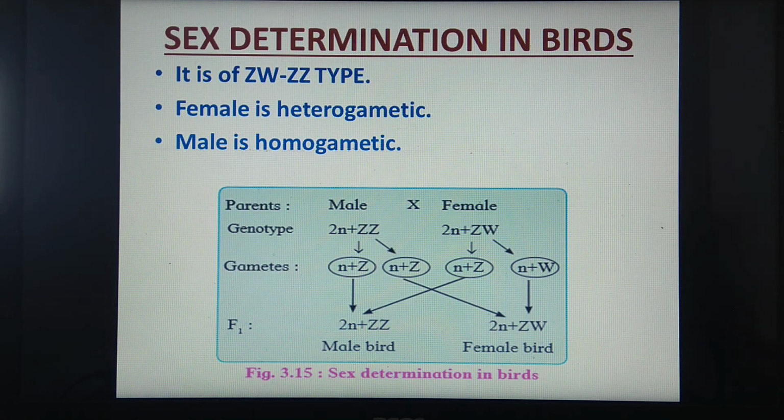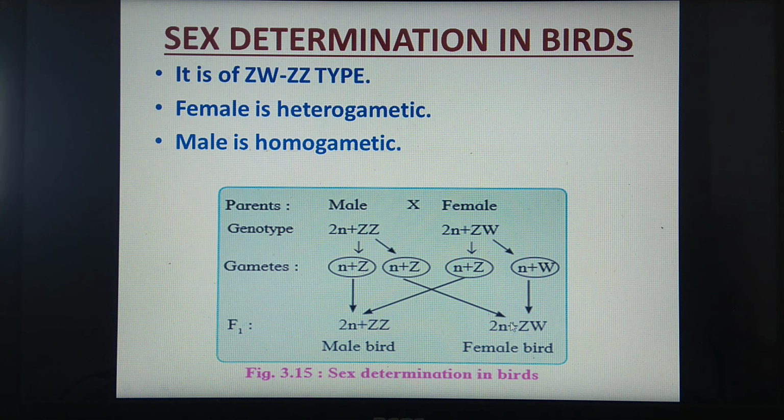So what is the condition here? We'll see here in the form of schematic representation. Here male diploid 2N plus ZZ type of genotype for the sex chromosome, female 2N plus ZW, ZW is the heteromorphic condition. From males only one type of gamete, that is Z containing sperms, will develop. Here also this is Z containing sperm. And from females 2 types of ovum will be produced. One is Z containing, other will be W containing ovum.